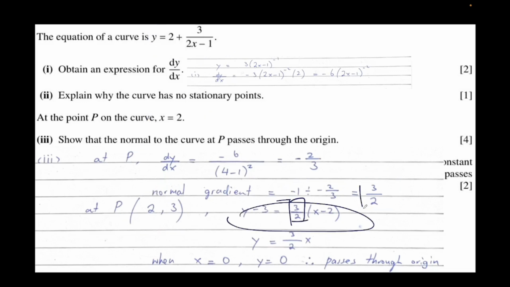Because of the gradient of the normal that we found over here, and using y minus y1 equals m(x minus x1), we found this is the equation. How do we prove it goes through the origin? Well, what is the origin? The origin is (0, 0). When x is 0 and y equals 0, doesn't that mean it goes through the origin?